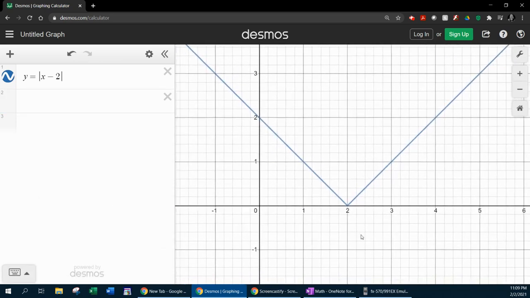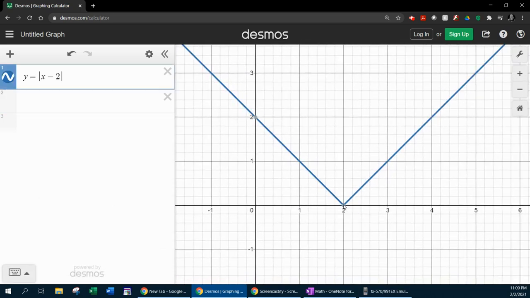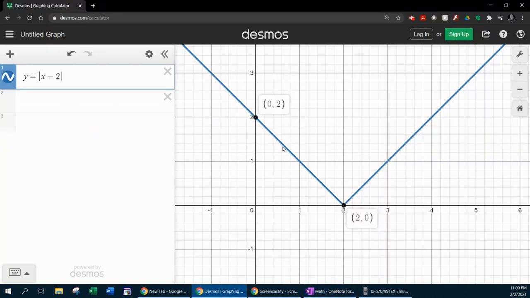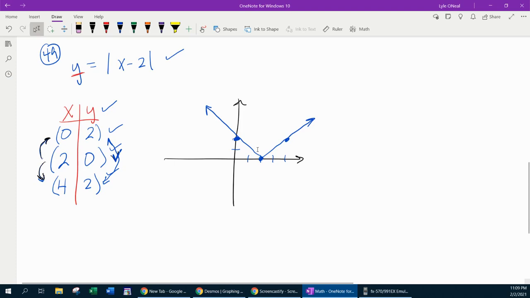And again, remember, I can minimize this. I can click and drag this around. I can see the vertex is at 2, 0. Hey, I can even see the y-intercept if I need it. Did I do that point? I did, didn't I? Look at that. 0 and 2. Verified. So there's Desmos showing me again what I did by hand is correct. And I really hope that helps you. Again, showing you how Desmos can help you out.